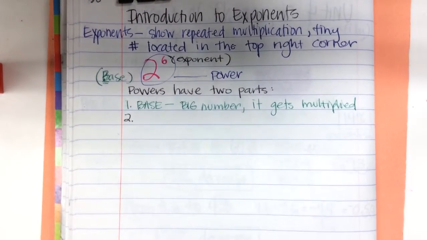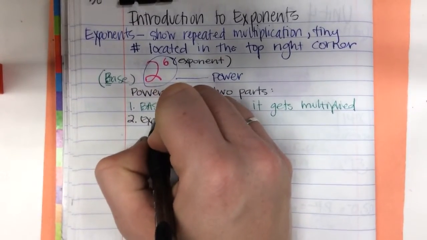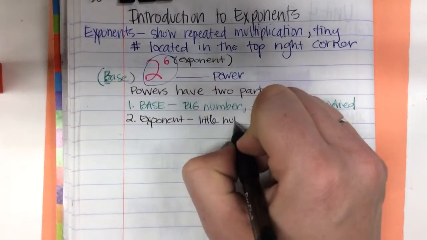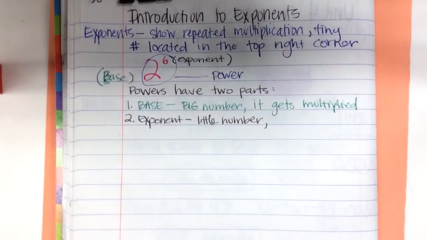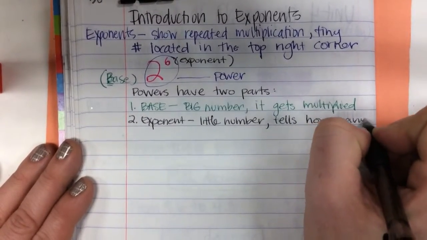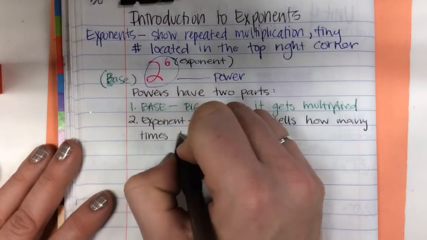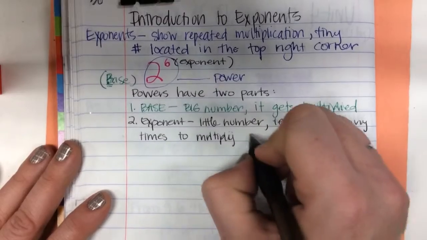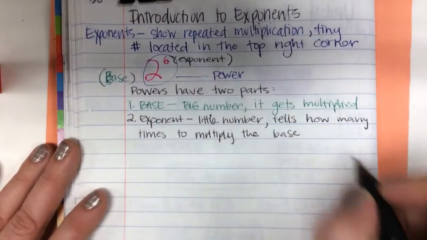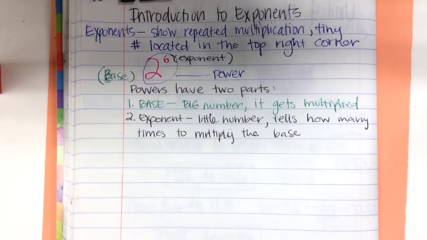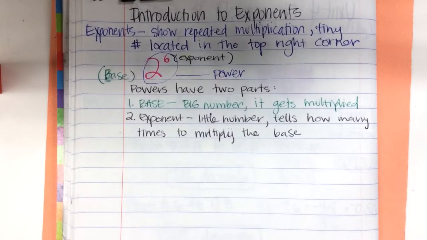The base is the big number. It gets multiplied. The second part is the exponent, and it's the little number. What does the exponent tell us? It tells how many times to multiply the base. So that 2 gets multiplied by itself 6 times: 2 times 2 times 2 times 2 times 2 times 2. That's it.